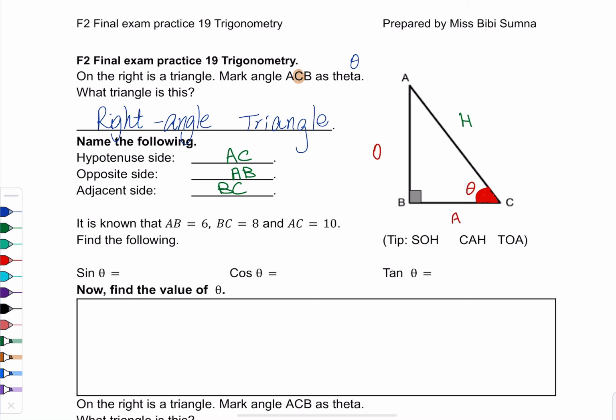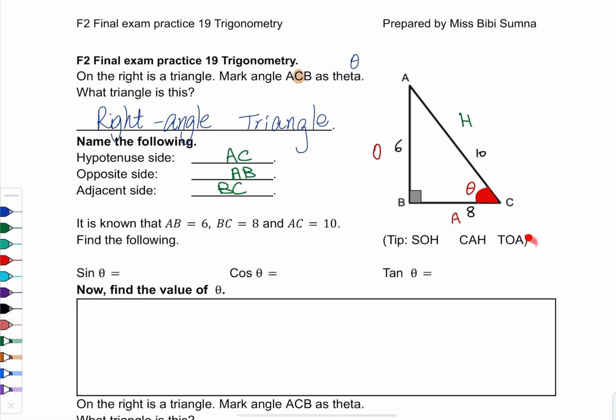That's two basics. Now we know that AB is 6, BC is 8, and AC is 10. Let me write that. I have all these three values, 6, 8, and 10 here. And now I want to find what is sine theta. How do I find that? Or the cosine theta or the tangent theta. Not the theta itself, just these three values.